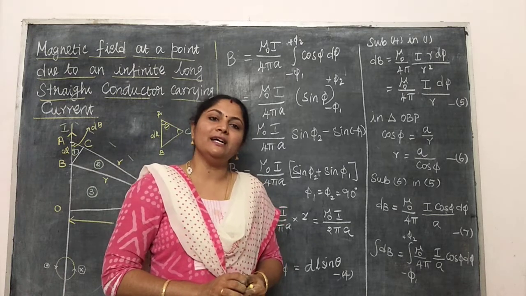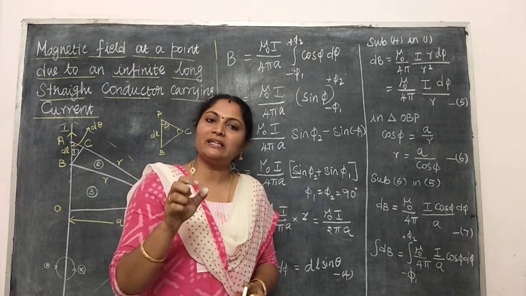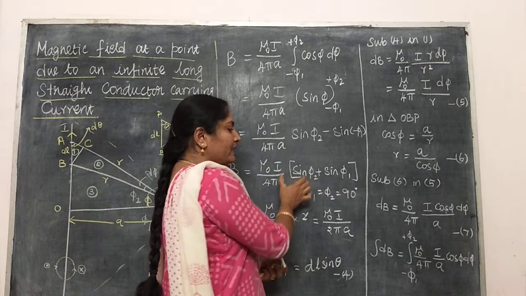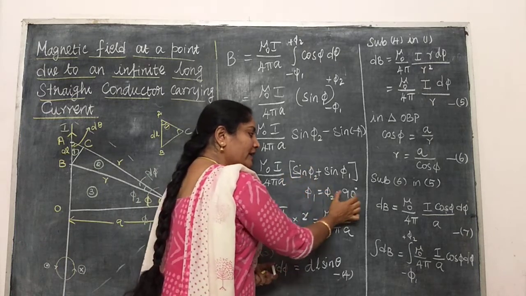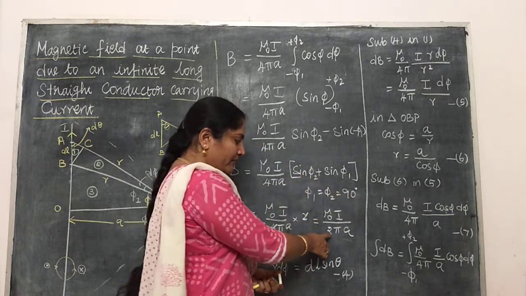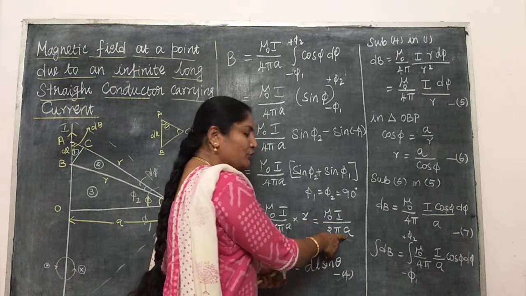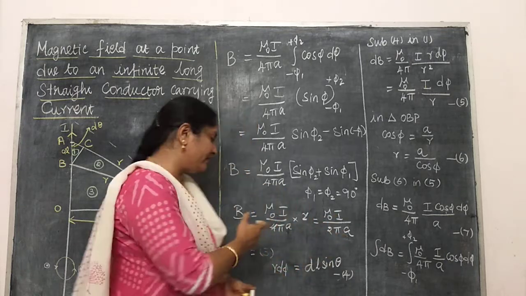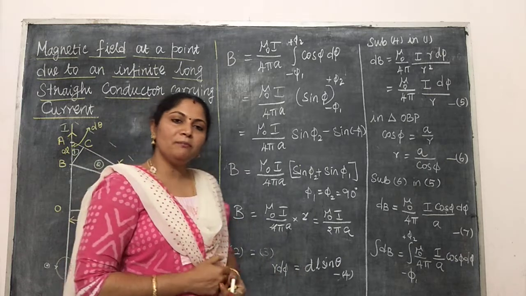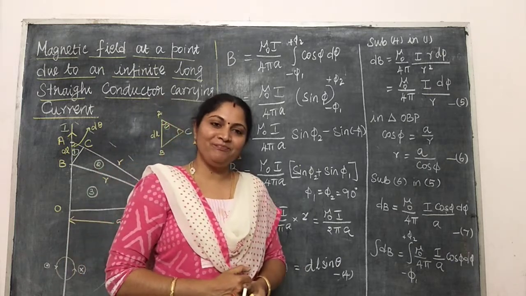Special case discussed here. For a short conductor we can use this equation. For an infinitely long conductor, we substitute 90 degree and will get this expression. So if we know the value of I and the value of A, we can calculate the value of B. In the problem part we'll discuss that. Okay, thank you.